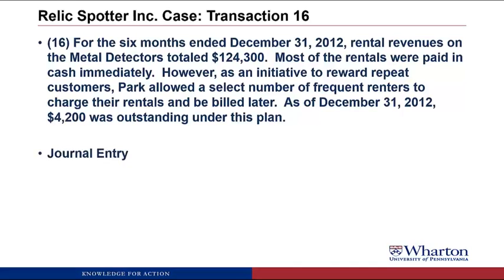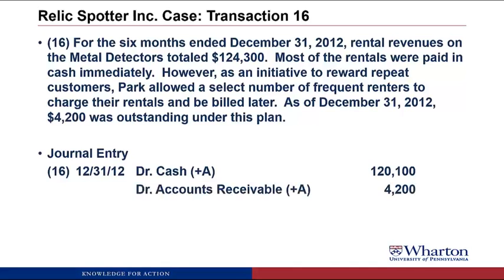Journal entry for this one. So there's really 3 accounts involved here. We've got rental revenues of $124,300. We have accounts receivable of $4,200. That's the money owed to us by customers for services that we provided. And the difference between those two, which is $120,100, is the cash that we're receiving. So we're receiving cash. Cash is an asset. We debit cash to increase it by $120,100.